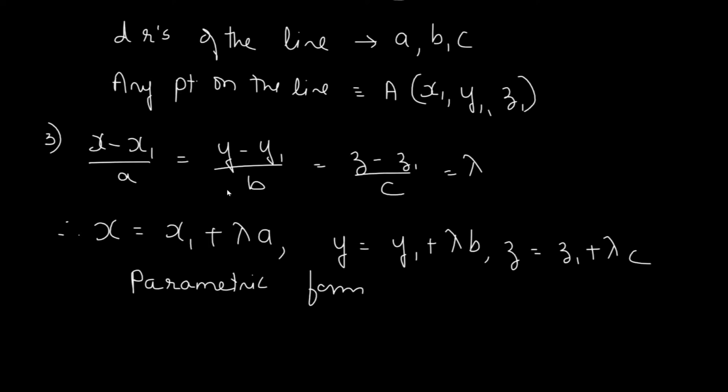Okay, so wherever there is a parameter, we call it the parametric form of the equation. So we have the parametric form of the vector equation of the line, and also we have the parametric forms of the Cartesian equations of the line as well.